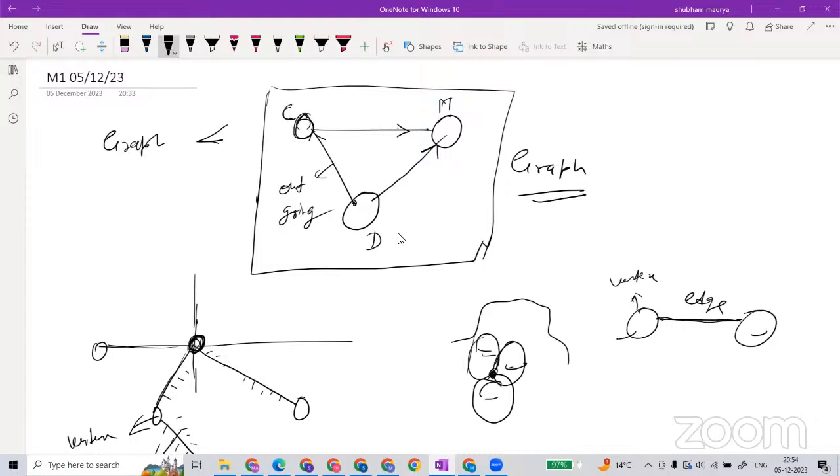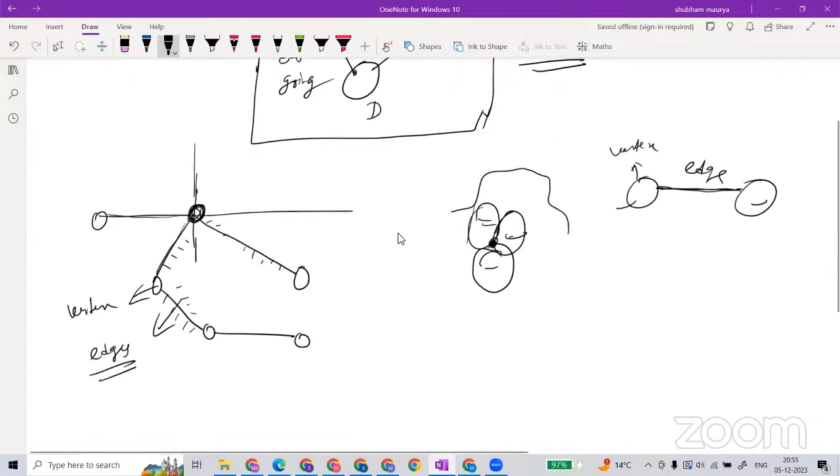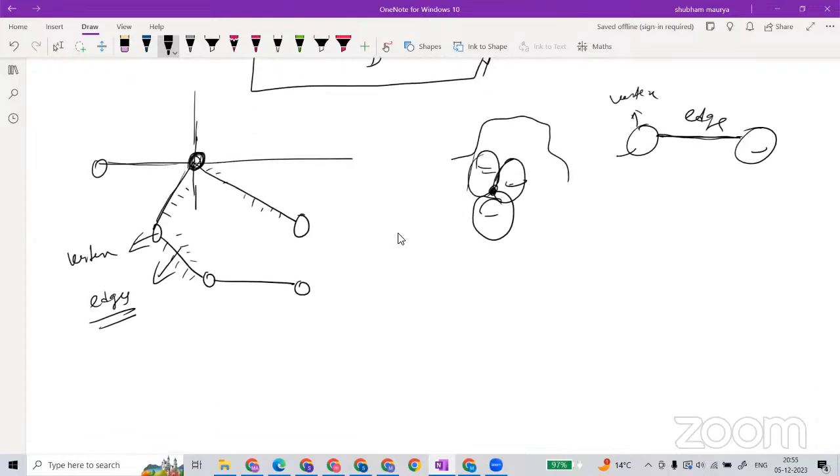So if in a graph the edges are written with a direction given, such a graph is called a directed graph. Otherwise, it is an undirected graph. So there are two types of graph: directed graph and undirected graph. Either the graph could be directed, or it could be undirected.